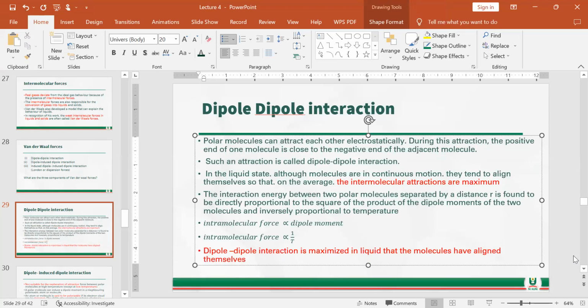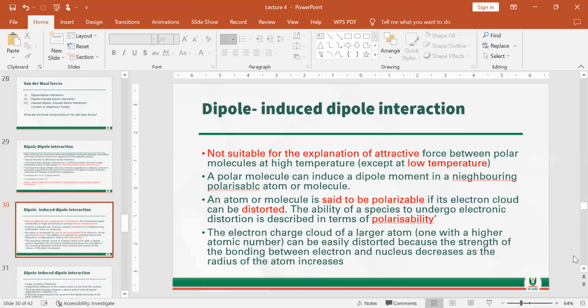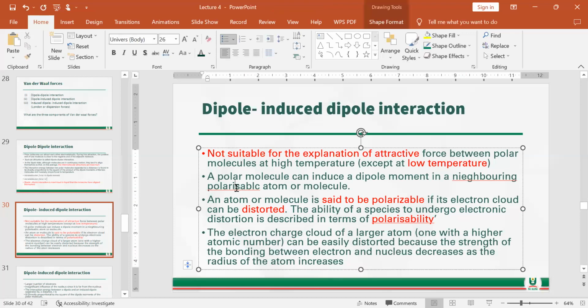Now, as we said, in dipole-induced dipole, one molecule has its own dipole, a partial charge, and the other doesn't have one, so you now force it to have one. Dipole-dipole is not the one suitable for explaining the attractive force between polar molecules at high temperature; the dipole-induced dipole is. Now listen: a polar molecule forces a non-polar molecule to have a dipole moment. So it can induce a dipole moment in a neighboring polarizable atom or molecule.